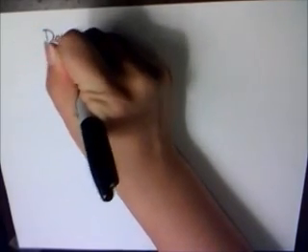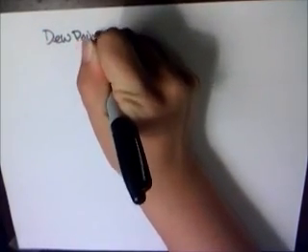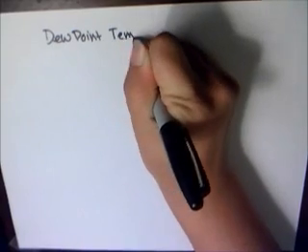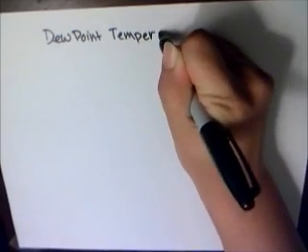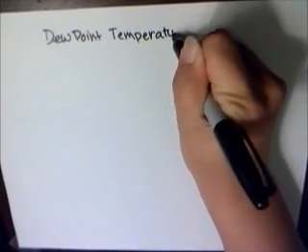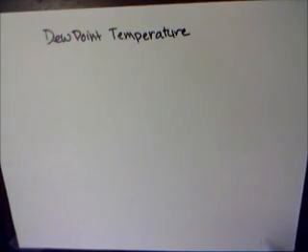Okay, hi everyone. Today I wanted to take a look at the concept of dew point temperature and how it relates to local variation in climate. So dew point temperature is just the temperature at which water condenses out of the air.